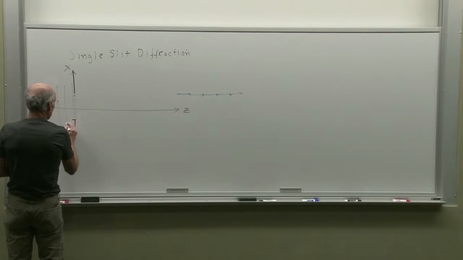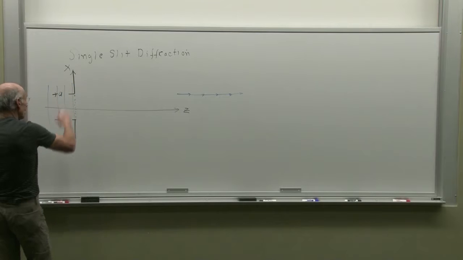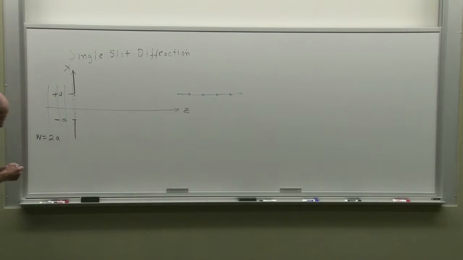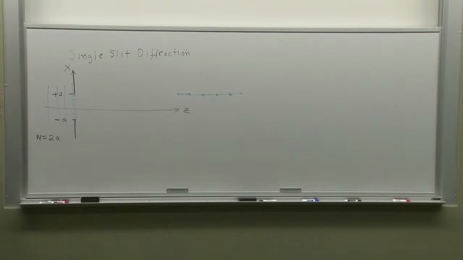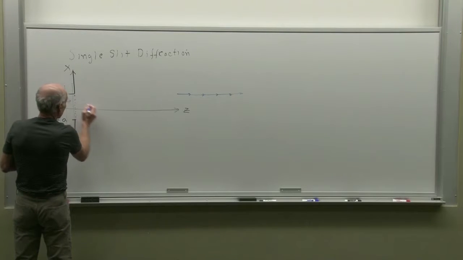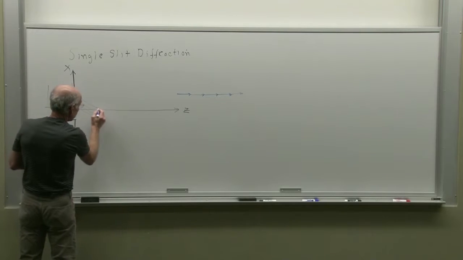I'll put in a few more things too. I want to put some dimensions here. I'm going to put minus a and plus a. So the width of the slit, W, is 2a. And my origin is right here. But now I'm going to go off the axis. I'm going to shoot down at an angle and start putting my paths down towards some detector at some angle here.